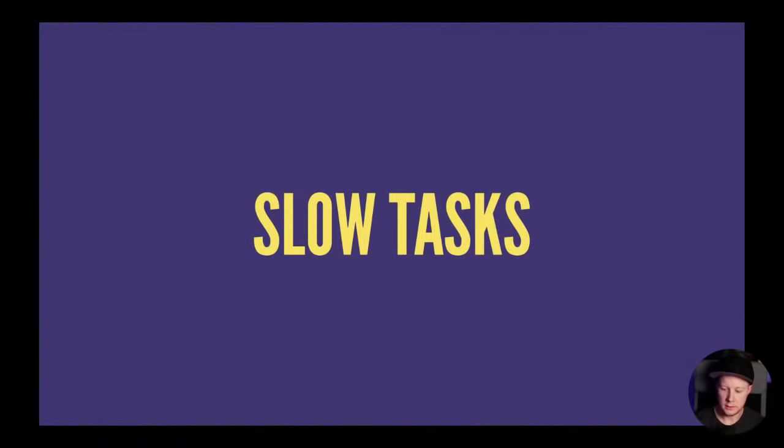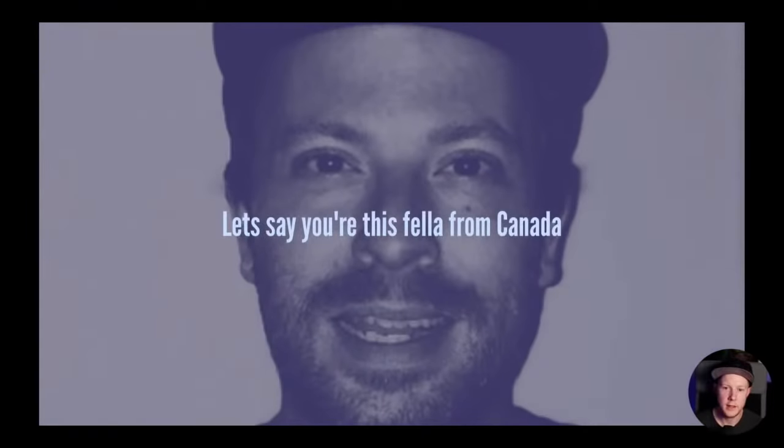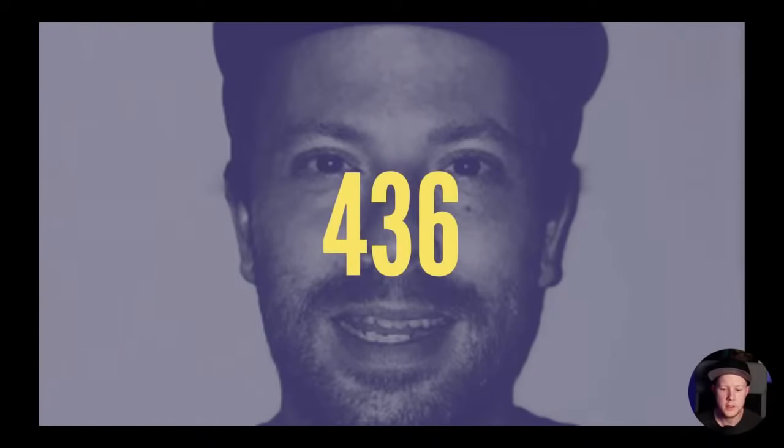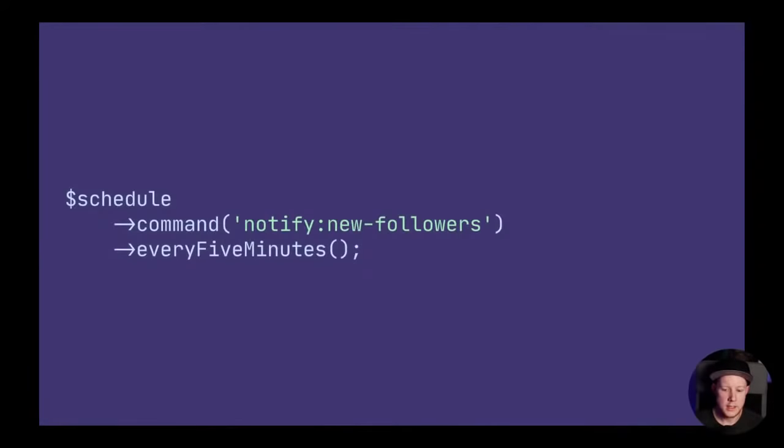The first one is slow tasks. So let's say that every 5 minutes we want to notify our application users of new followers, which is fine. Most people aren't going to have a huge influx of users unless you're this fella from Canada and you start putting out tweets that have got this little fire emoji on them. And suddenly you go from 436 followers to 20,300 followers. And so what's happening? We're running this every 5 minutes.